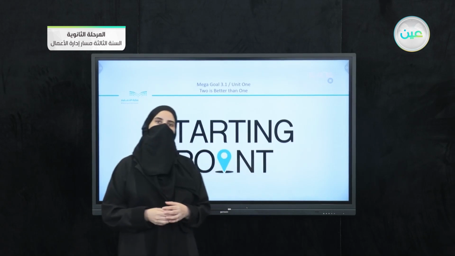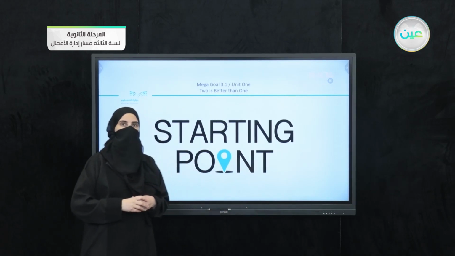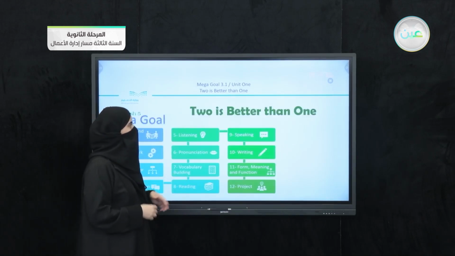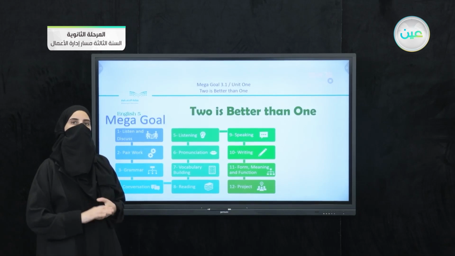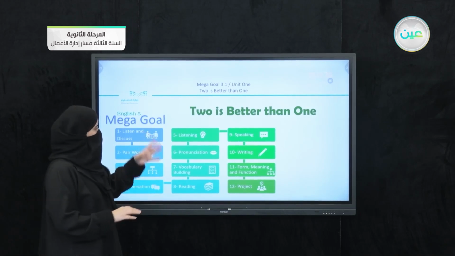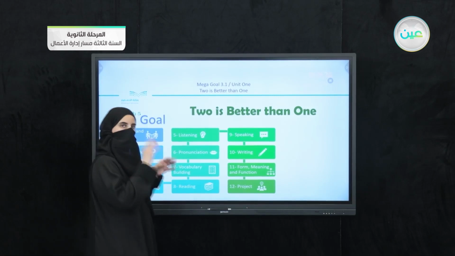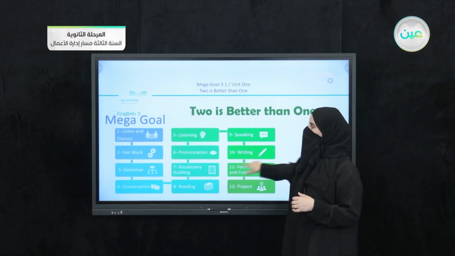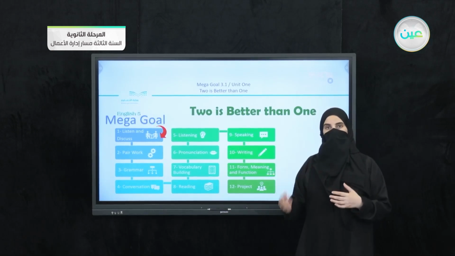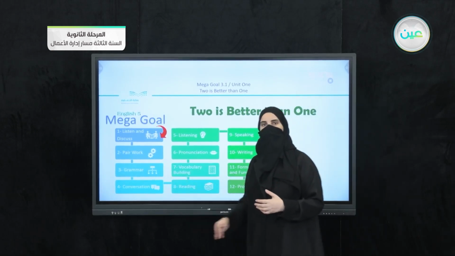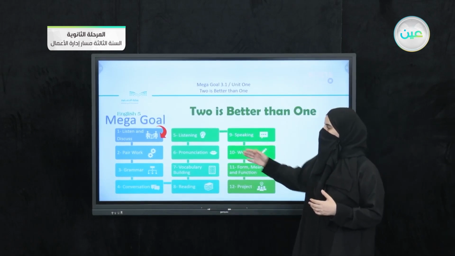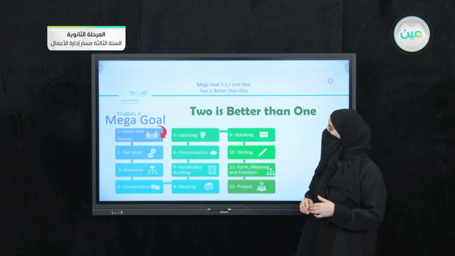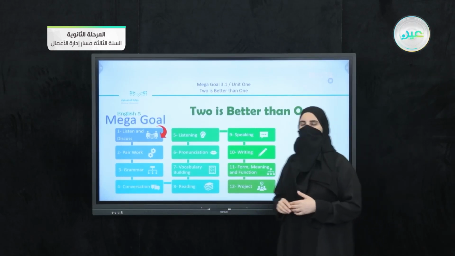Now we have a starting point here, as we mentioned before, that we didn't begin with the units. Now actually we're going to start with our first unit, which is 2 is better than 1. Here you can see that we have a kind of path that we are going to pass by within each unit. First of all, we're going to start with listen and discuss. We have here pair work. We have grammar, conversation. Moving on to listening, pronunciation, vocabulary building, reading, speaking, writing, form, meaning and function, and project.